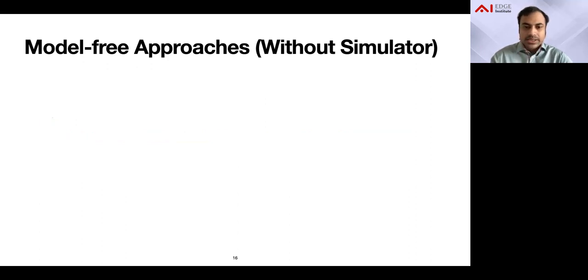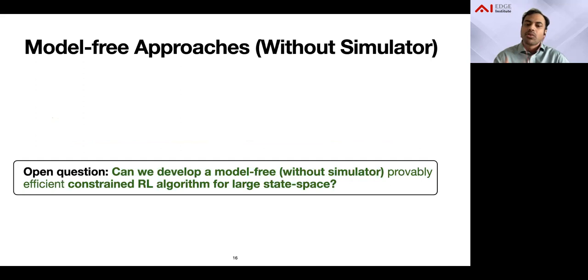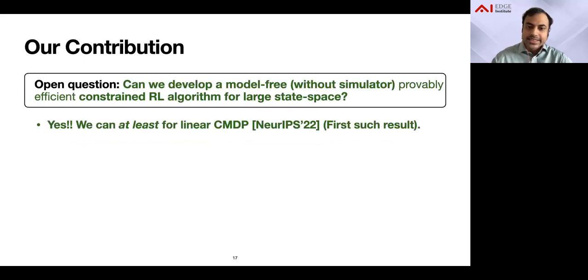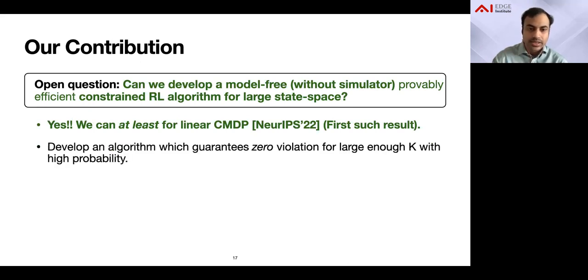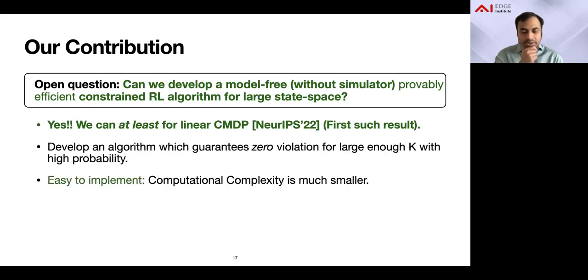So that brings the question: can we develop a model-free, obviously without simulator, provably efficient constrained RL algorithm for large and infinite state space? And the answer is yes, we can do that, at least for linear CMDP. This is the first such result, and it has some nice properties. We can even guarantee zero violation. And we do not need any kind of simulator.